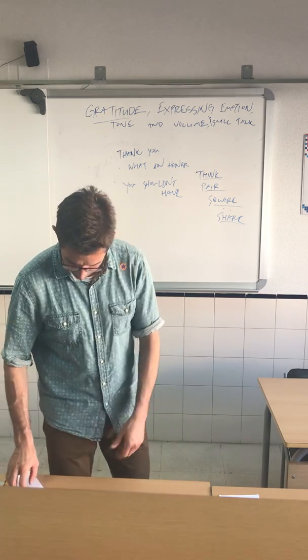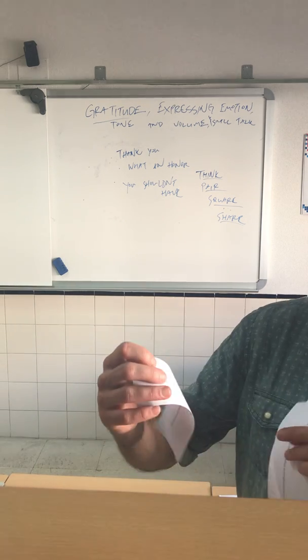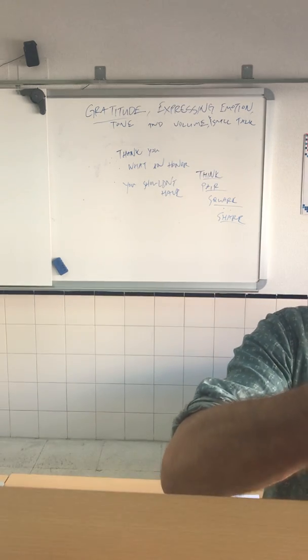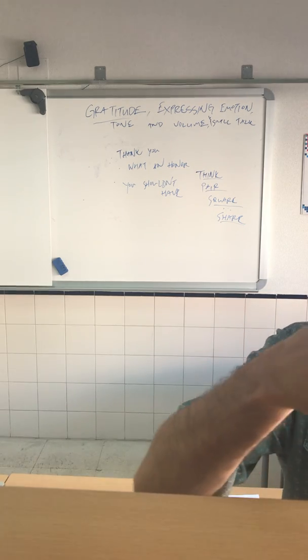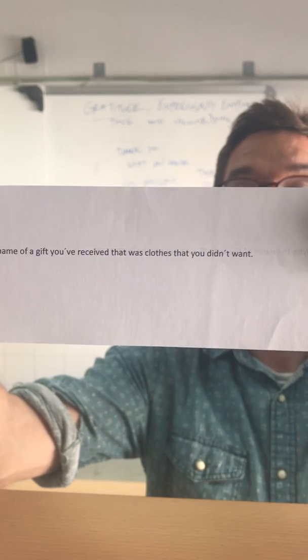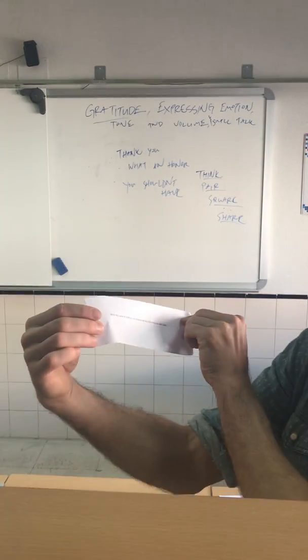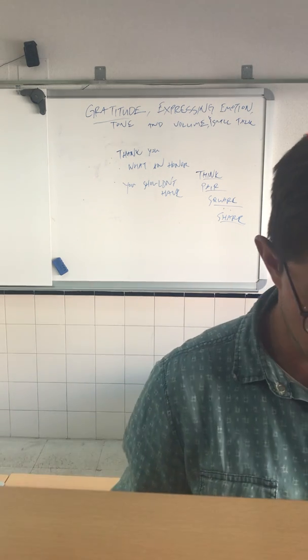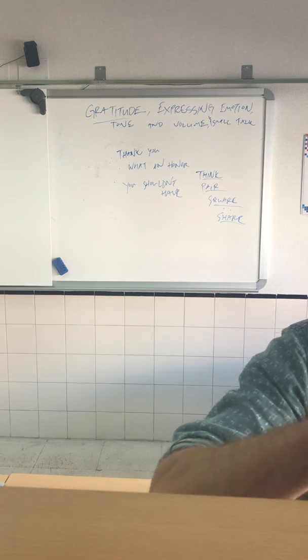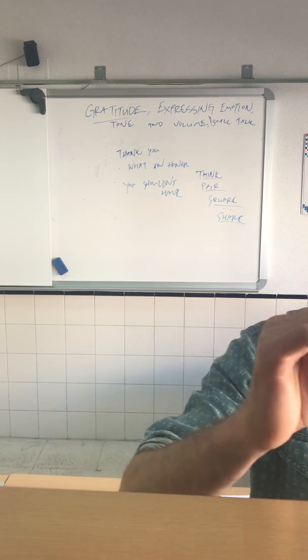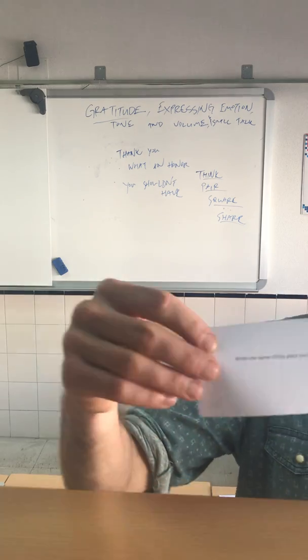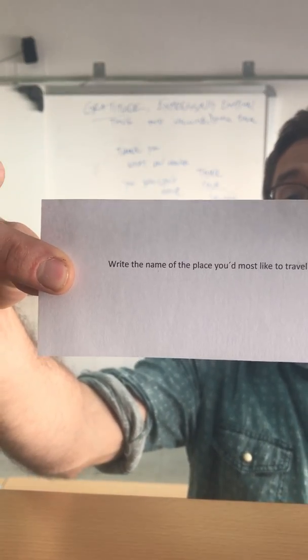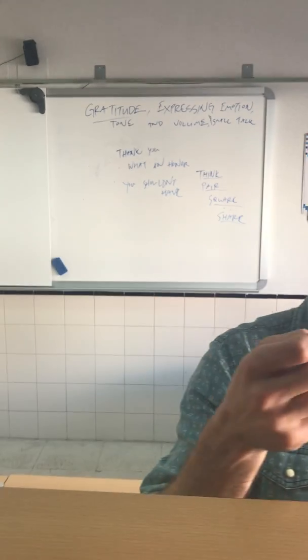Now, moving on. This is the fun part, or one of the more fun parts. What I have here are small individual papers, and they have one small sentence on each, right? So for example, this one says, I don't remember actually. Write the name of a gift you've received that was clothes that you didn't want. Okay? Or here's maybe a more positive one. Write the name of the place you'd most like to travel to. That would be a really cool one, as a gift.